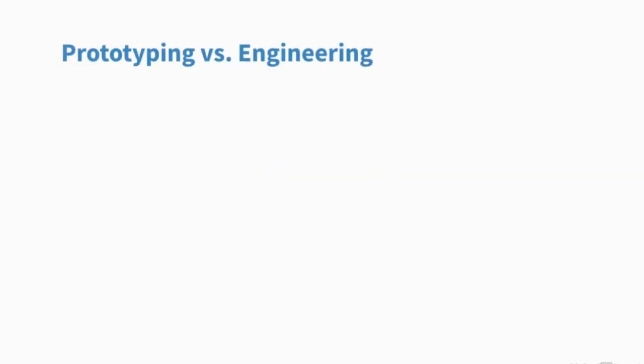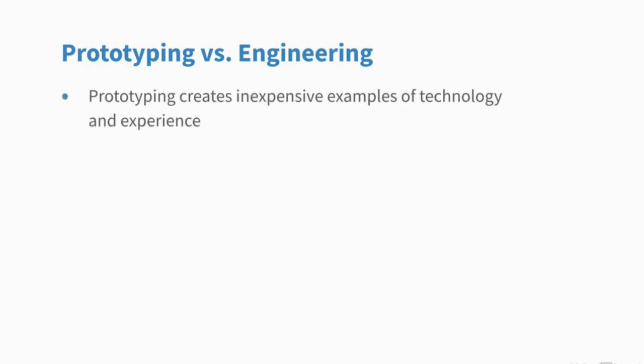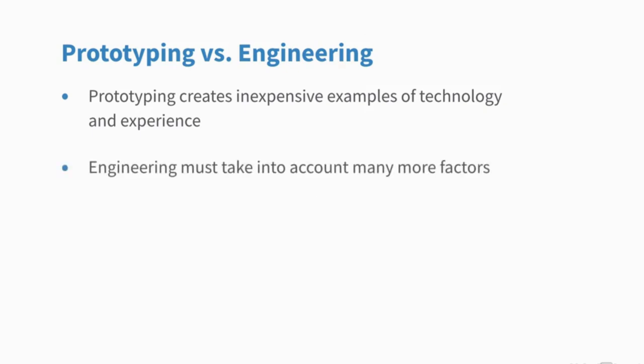One final point is that product prototyping and engineering are different. While a prototype may help inform engineering, the goal of prototyping is to create inexpensive examples of technology or experience that can be easily changed or adjusted in response to feedback and changing requirements. Engineering a final product, on the other hand, must take into account many factors including reliability, cost, and schedule, as well as ethical and legal considerations. You should definitely evaluate ethical and legal implications of any product during product design and development, but building the prototype may actually help with this.